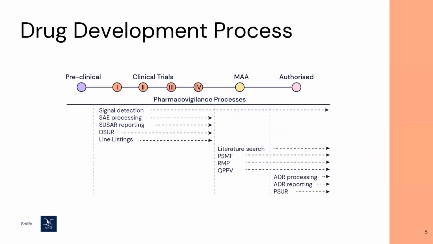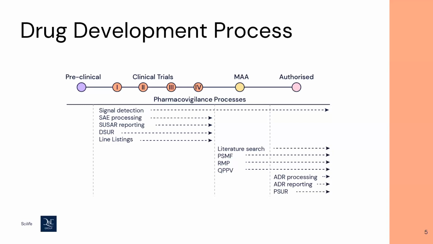This slide shows pharmacovigilance processes and activities during the drug development process. As you can see, each phase has specific areas which need to be addressed at some point in the product's life cycle. I will give a brief overview of some of the processes. So that you can see that signal detection and generating a risk-benefit profile continues throughout the life of a product, whereas SAE and SUSAR reporting and processing only occurs during the clinical trial phase.